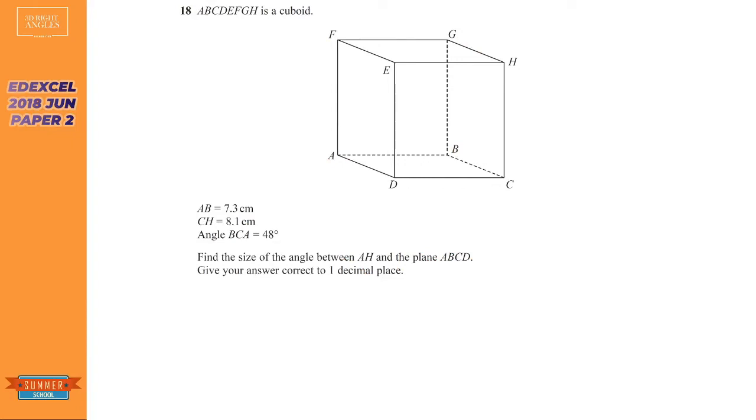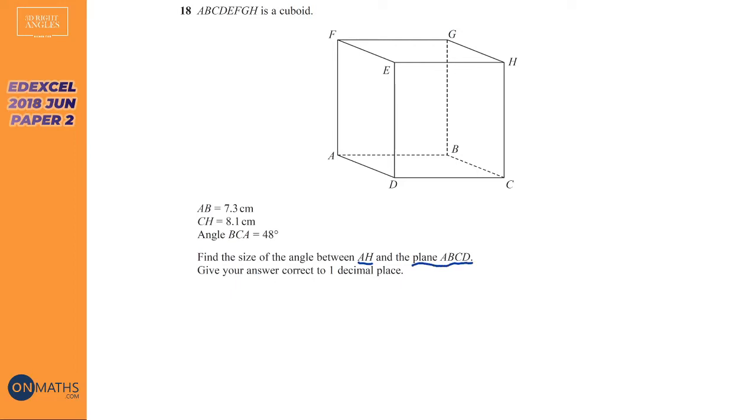This is any question that involves a triangle that is trapped inside a three-dimensional shape. We've got a cuboid here, and we're given some angles and some lengths, but unhelpfully they're not actually on the diagram itself, probably to free up space in the diagram for you to add lines to it. We're asked to find the size of the angle between AH and the plane ABCD.